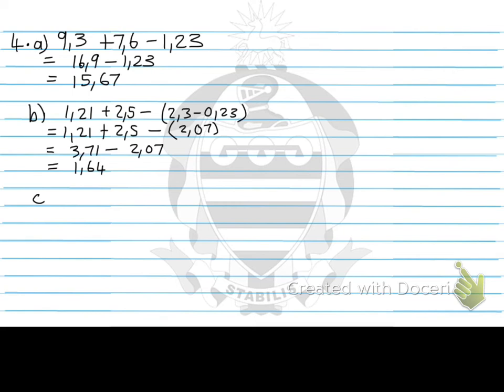Number C. 15 times 0,2. Okay, now I have to remember, what if I had to do that without a calculator? Can you remember how to do that without? You multiply as if there were no commas. So then I have a 15 times 2. What is 15 times 2? 30. And there has to be one place after the comma. So that's going to be 3,0. Or just 3.